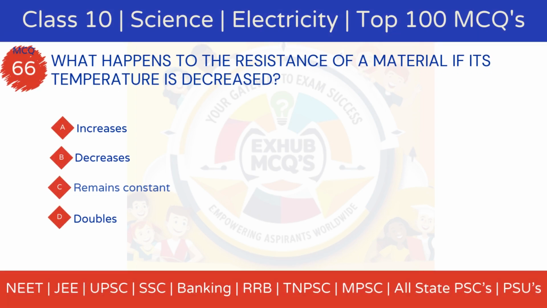MCQ 66. What happens to the resistance of a material if its temperature is decreased? Option A, increases. Option B, decreases. Option C, remains constant. Option D, doubles.